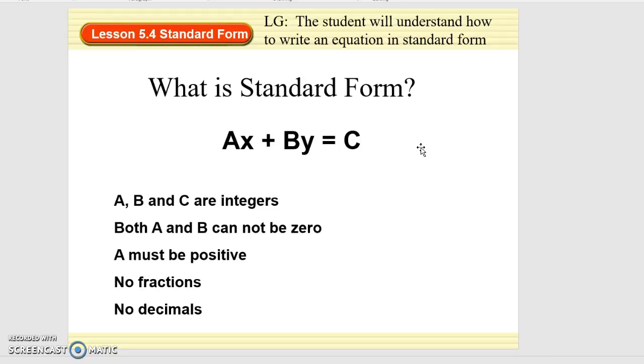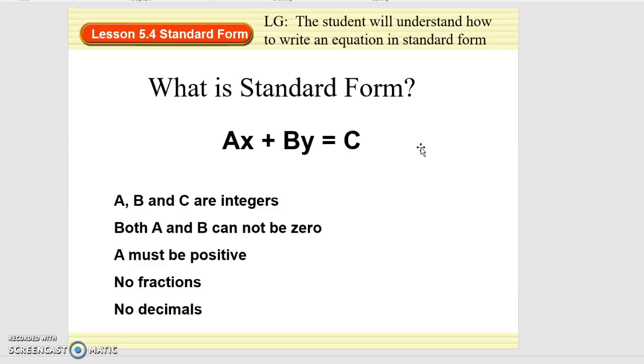Both a and b cannot be 0 for it to be an official standard form. You've got to have stuff in for a, b, and c. Something funky about standard form is that the a always needs to be positive. So this first term here is always going to be positive. And again, no fractions or decimals, which goes along with the whole idea of integers. So those are all the things for standard form.